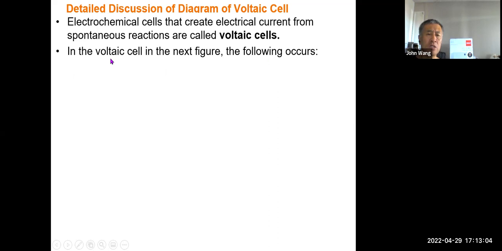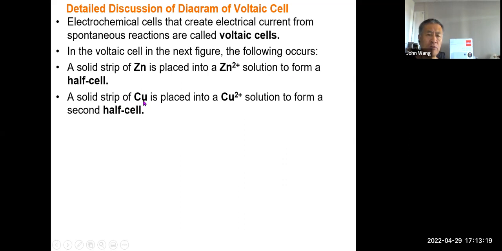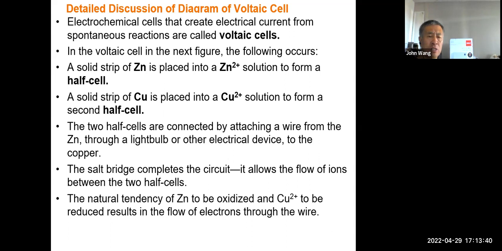In the voltaic cell, in the next figure, the following reaction happens. A solid strip of zinc is placed into a zinc 2+ ion solution to form the half reaction. And then a solid strip of copper is placed into copper 2+ ion to form the second half reaction. We know if you put them together, the reaction will happen. But you don't want the electrons to go directly from zinc to copper ion. You want to harness that by using a device.